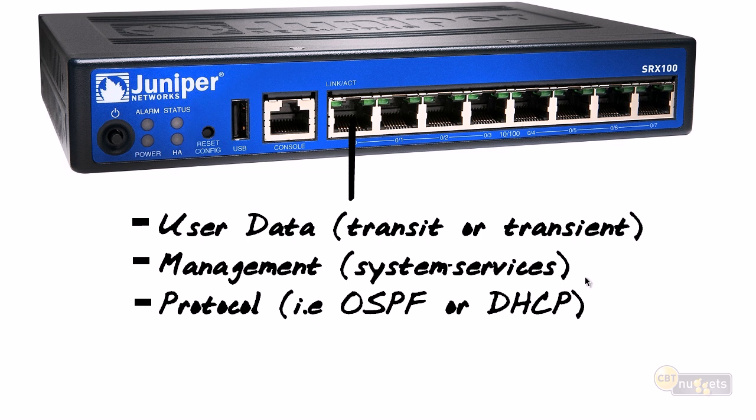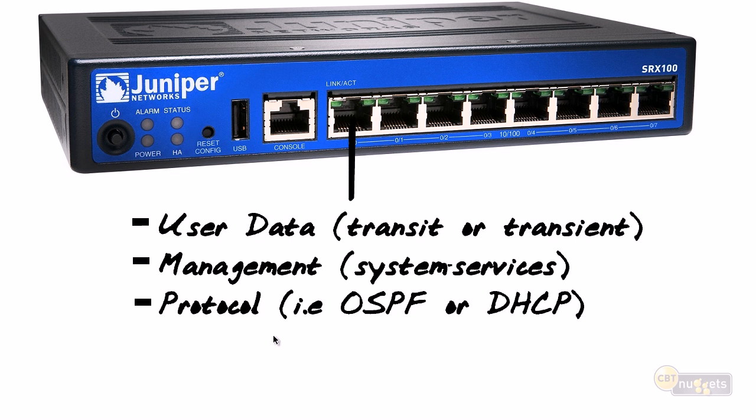Then there's management traffic. We call this system services traffic. This could be things like a ping or traceroute or secure shell, things that are actually used to manage this device. And what's interesting about management traffic is the destination IP address will actually be an IP address of this SRX. Okay? With user data transit traffic, the destination IP address is going to be some host on one of these other interfaces in another zone. With management traffic, the destination IP address will be assigned to this device itself.